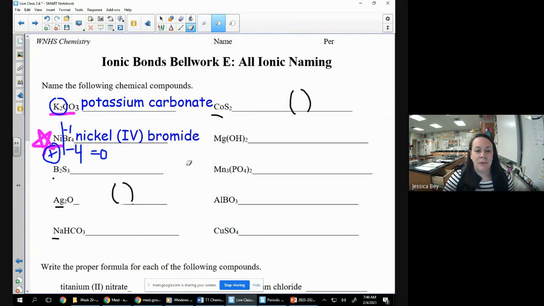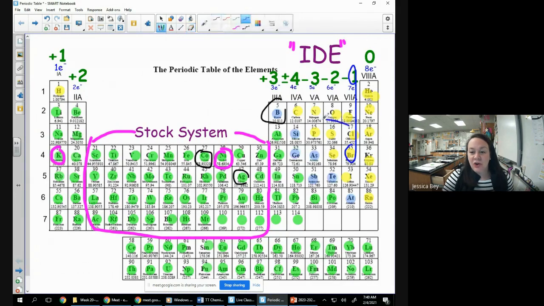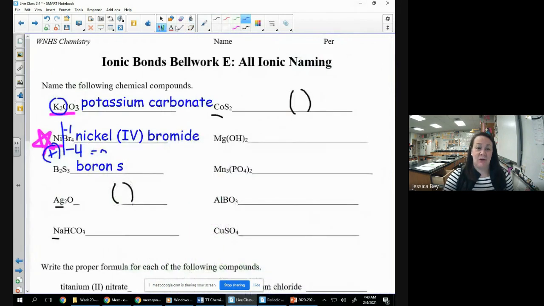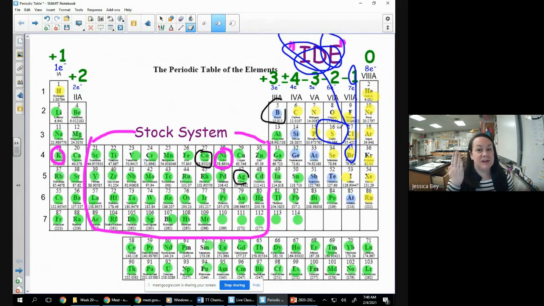Awesome. Good. Then for the next one, it is not a stock system name. So we're just going to write B is boron. And S, if it comes off the periodic table here, you just know that it needs an IDE ending. Sulfide, boron sulfide. Okay, so the only big tricky thing with the binary and the polyatomic is if it comes off the periodic table, it has an IDE ending. If it comes off of here, you just write the name.